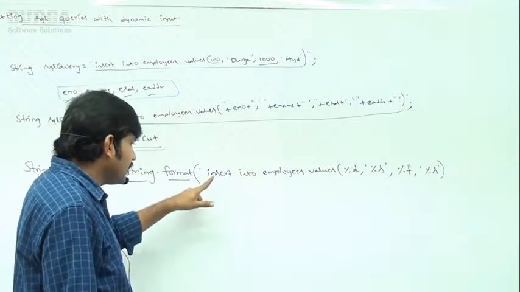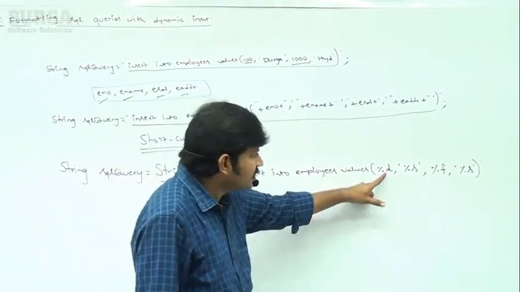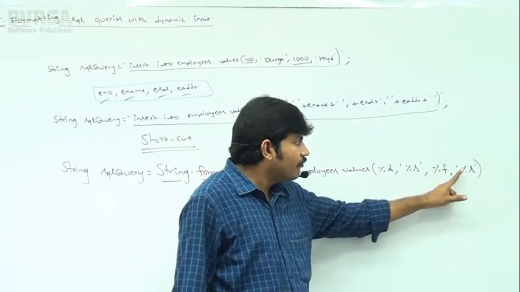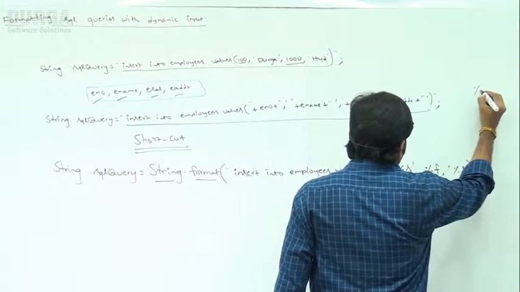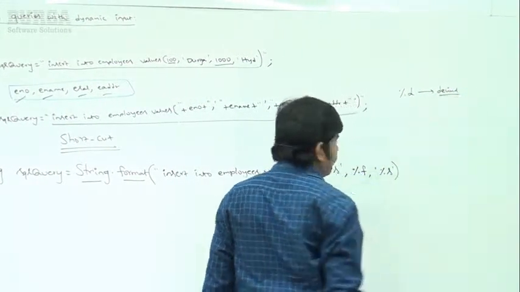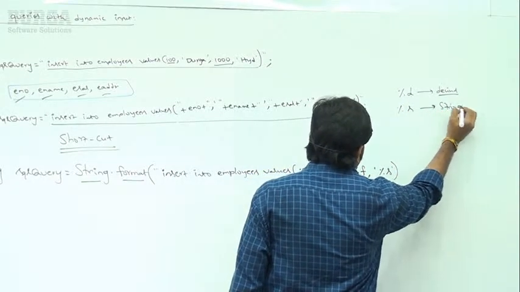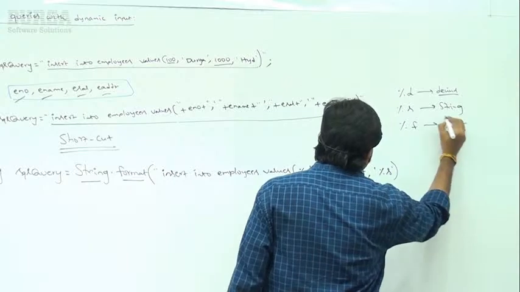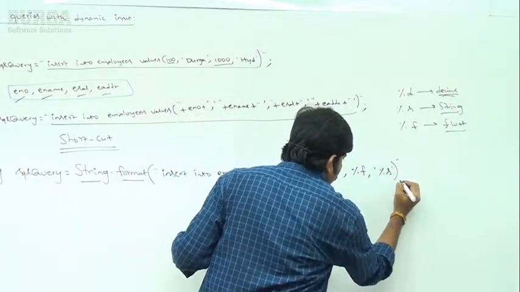Sir, let me repeat. Insert into employees values, percentage D, within single quotes percentage S, percentage F, within single quotes percentage S. Okay, observe. Percentage D is meant for decimal, integral values. Percentage S is meant for string values. Percentage F is meant for float values. Observe. Sir, double quotes close.